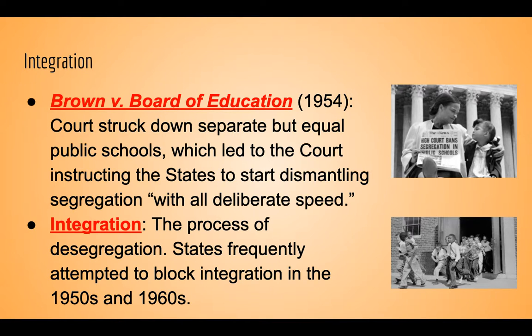States frequently attempted to block integration in the 50s and 60s. We saw this in the Ernest Green story movie, but it happened all across the South especially. Some states, including Arkansas, went ahead and just shut down their public schools at some point to prevent African Americans from integrating into white schools. It was a big mess.